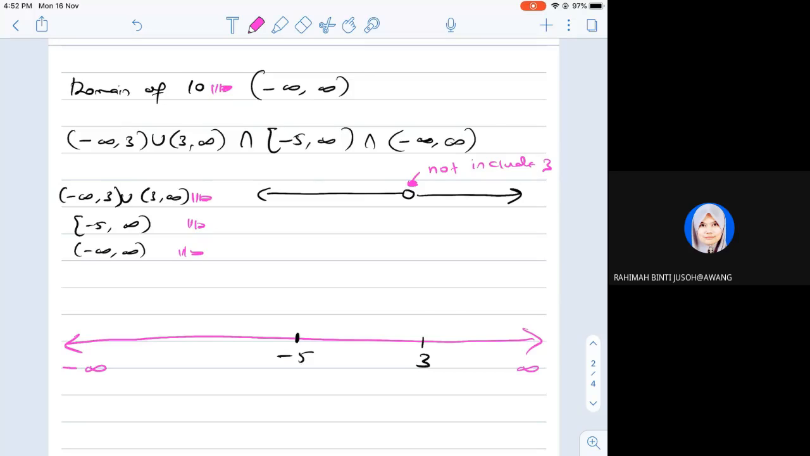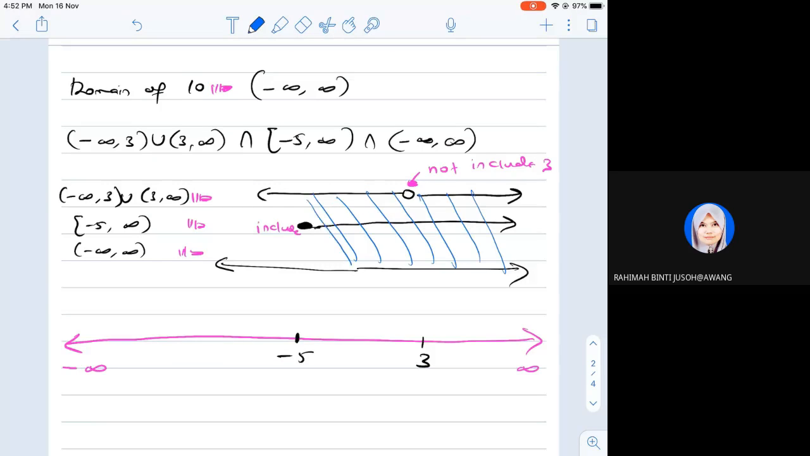So for negative 5, we have from here, we bold the circle from negative 5 until infinity. This means include. A filled circle means it is included, and if it is an empty circle, it is not included. And next from negative infinity up to infinity, of course we have the arrow like that. So now the intersection. Let's say I use blue color, the intersection is just this area. We stop right there, so we stop until this.